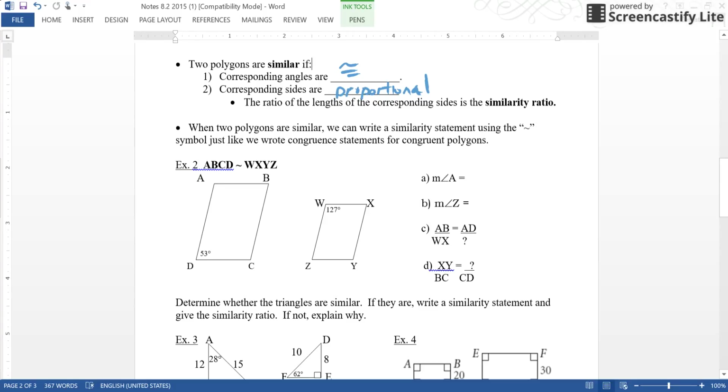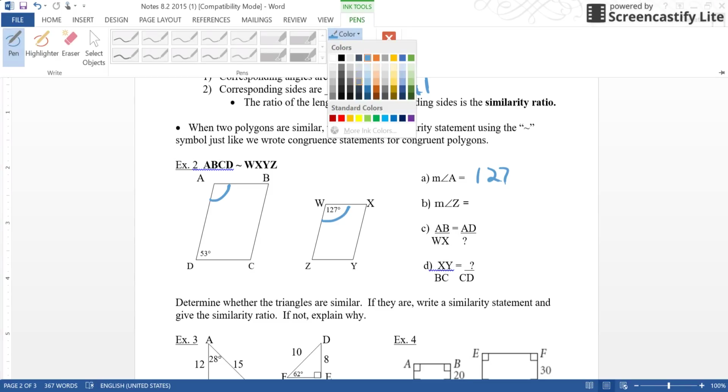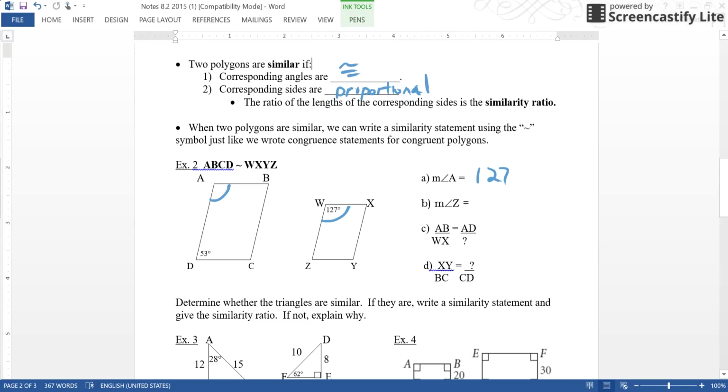So what that means is, if we're looking at example 2 really quick, if I'm looking for the measure of angle A, well, that's the same as this measure, corresponding angles. So the measure of angle A is 127. If I was looking for the measure of Z, well, that corresponding angle is right there. So it is 53 degrees. This should be degrees also.